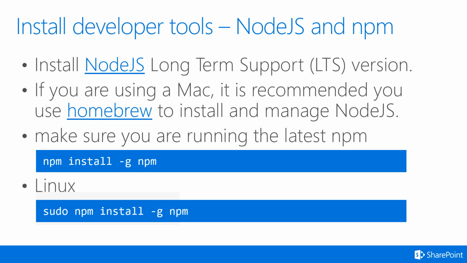The first thing to install is Node.js, and you should be installing the Node.js long-term support version, which has been tested to work properly with SharePoint Framework. If you're using a Mac, it's recommended to use Homebrew to install and manage Node.js. And you might want to double check that you're running the latest version of NPM if you have already installed Node.js in the past. The easiest way to get started is to go to the Node.js.org page and download the needed setup, which will also install NPM for the matching Node.js version.